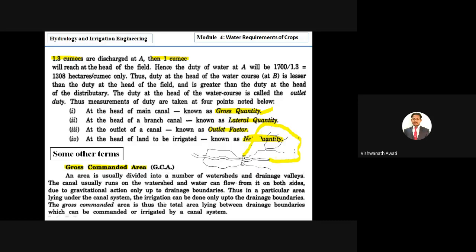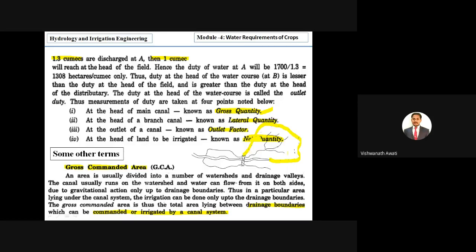Similarly here also. The gross commanded area is the total area lying between drainage boundaries which can be commanded or irrigated by the canal system. The word is very important. Commanded means it is able to supply the water by the canal system. Gross means total area. Even uncultivated areas, for example villages, are considered. It is total commanded area.